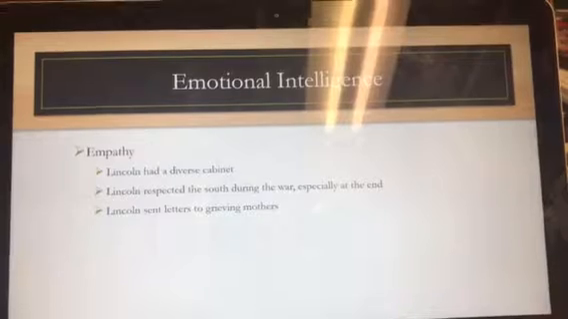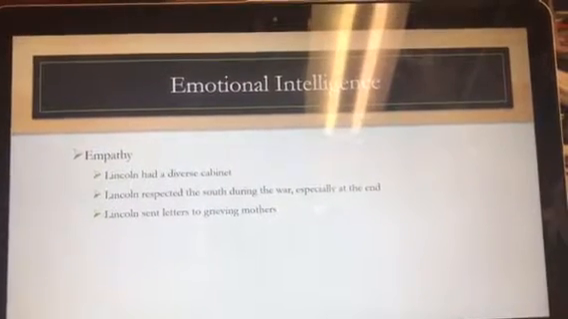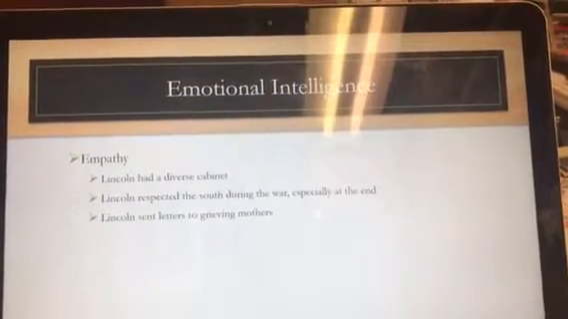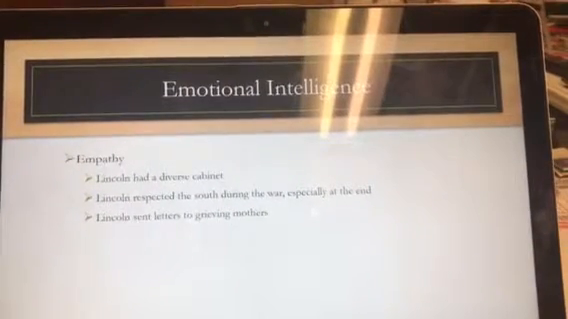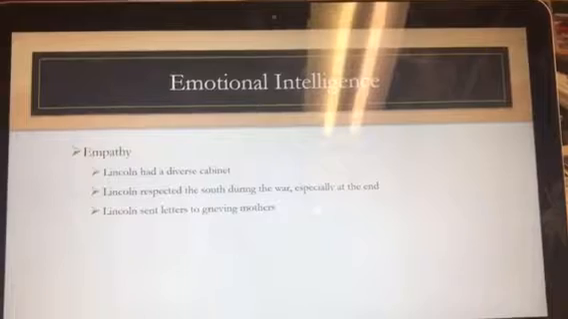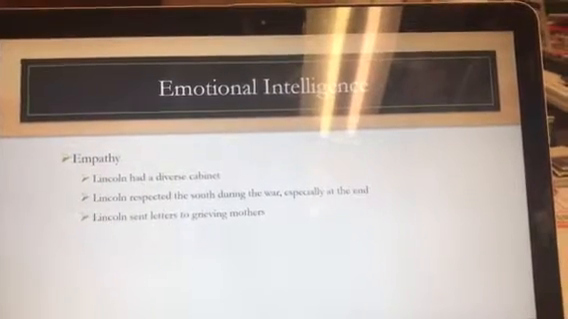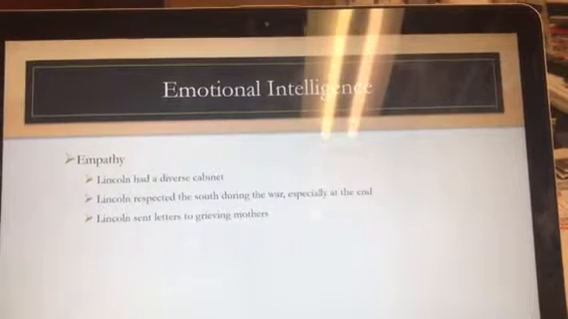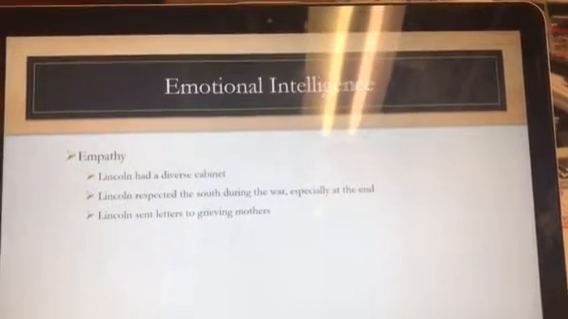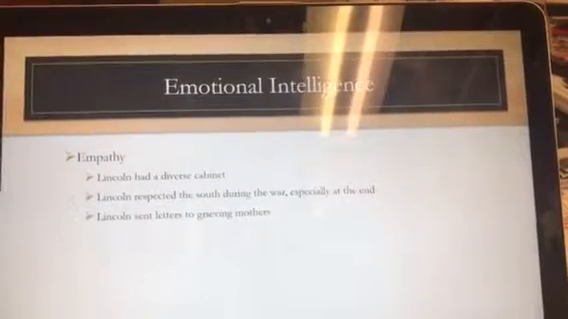Lincoln filled his cabinet with people from the opposite party to take advantage of opposing viewpoints and also so they felt heard. So fighting within the parties was limited. Lincoln also respected the South during the war, especially at the end. When Lee surrendered, he and his men kept their dignity and were allowed to return home with minimal punishment.